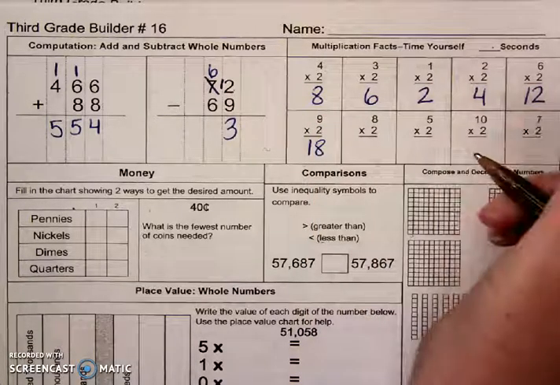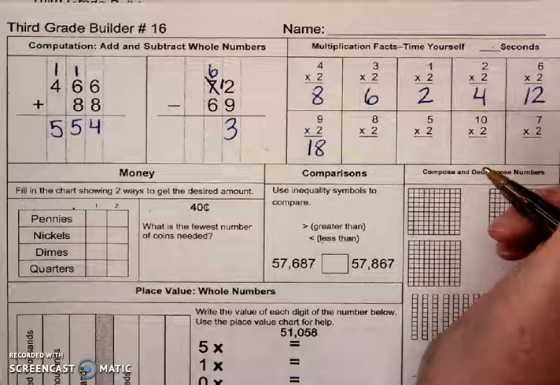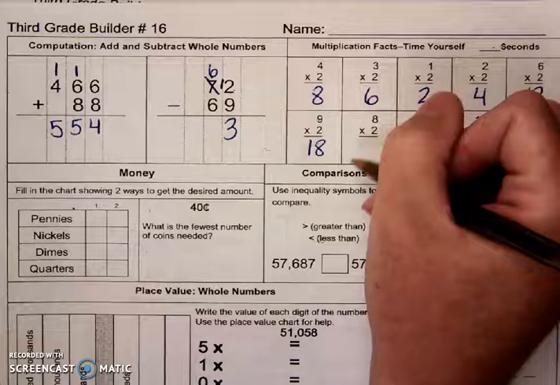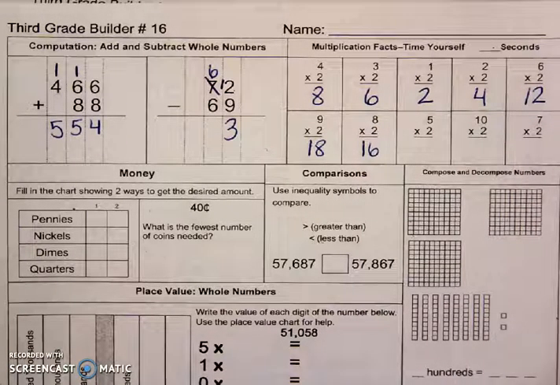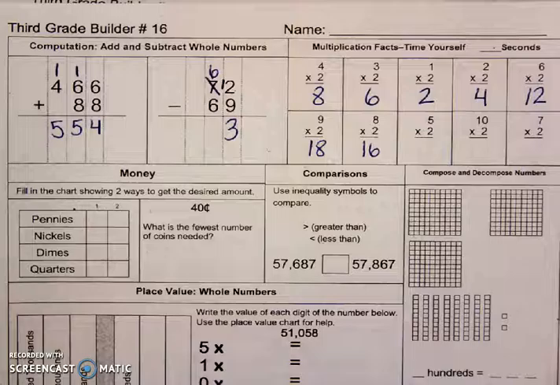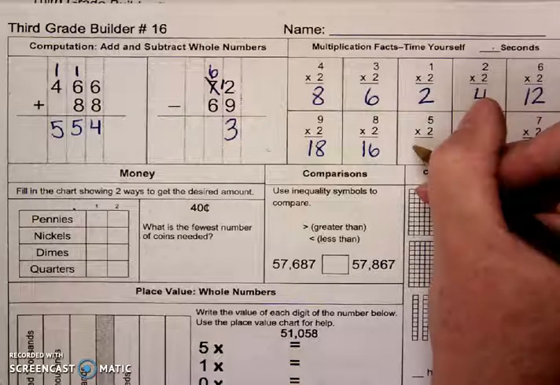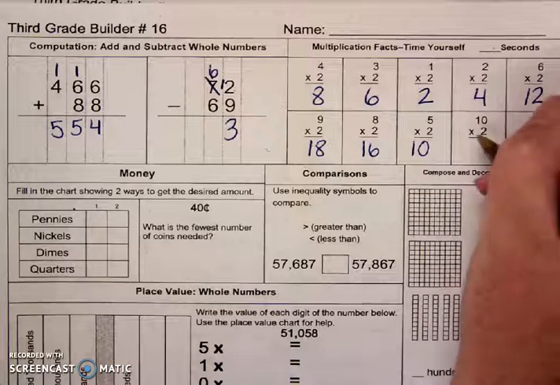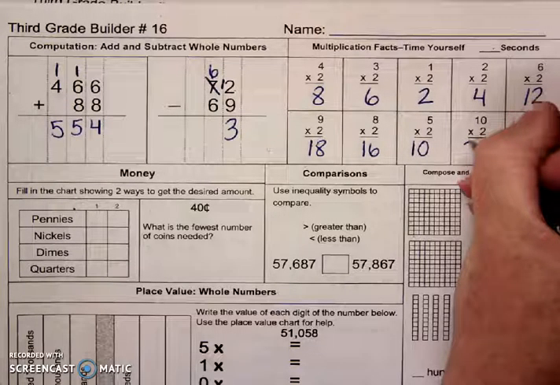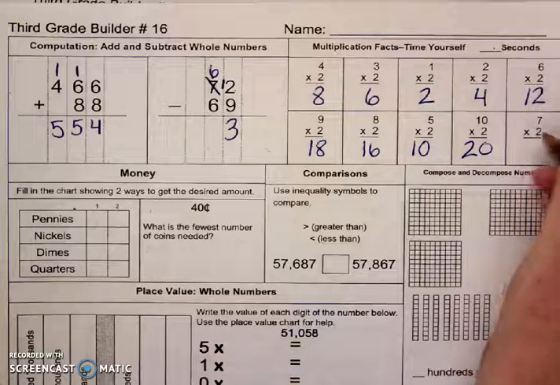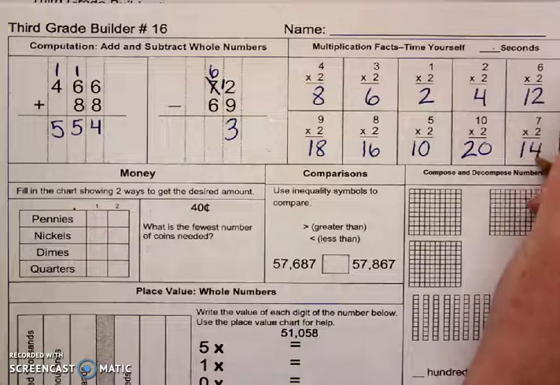8 groups of 2: 2, 4, 6, 8, 10, 12, 14, 16. 5 groups of 2: 2, 4, 6, 8, 10. 10 groups of 2 would be 20. And 7 groups of 2 is 14.